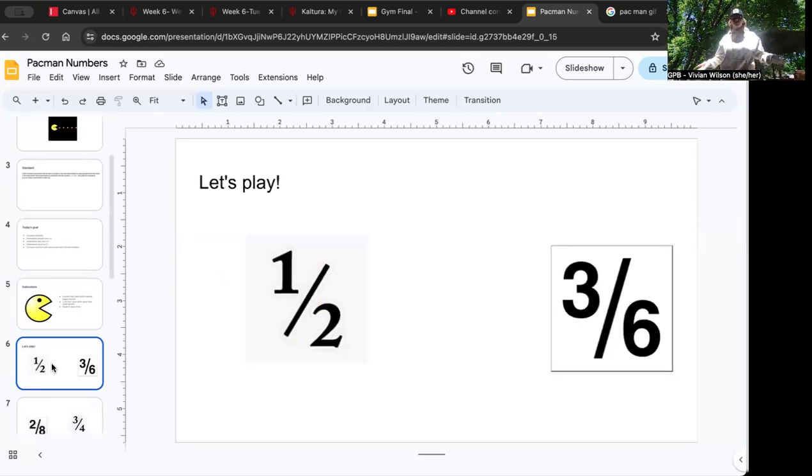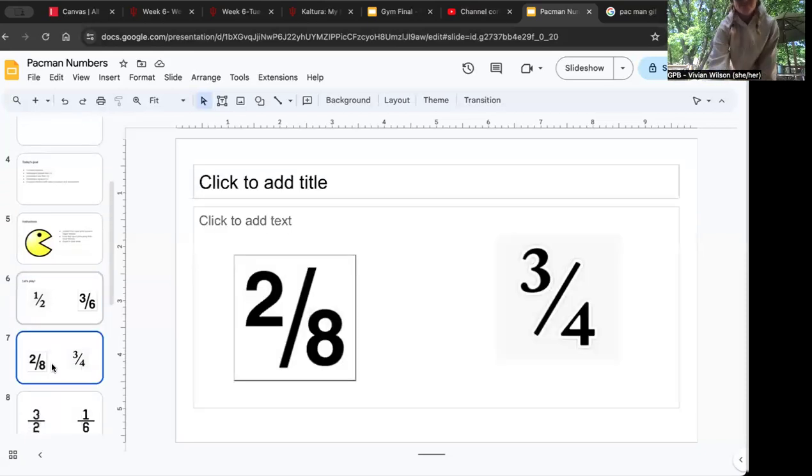So the first fraction we see, we have 1/2 and we have 3/6. But if you think about it, 3 is half of 6. So I think these are equal fractions, even though they have a different denominator. 3 is 1/2 of 6, 1 is 1/2 of 2. So we're just going to keep our arms like this to show that these are equal fractions.